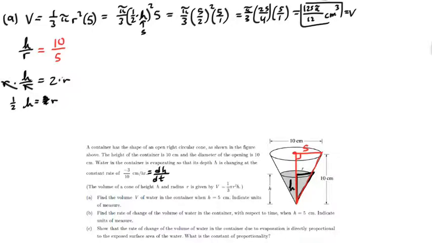There it is. That's your volume. Let me read the question again, make sure I answered it because I totally forgot what we were doing. Find the volume of the water. Yes, we did that. When H is 5, indicate the units of measure. All right, we did all that stuff.